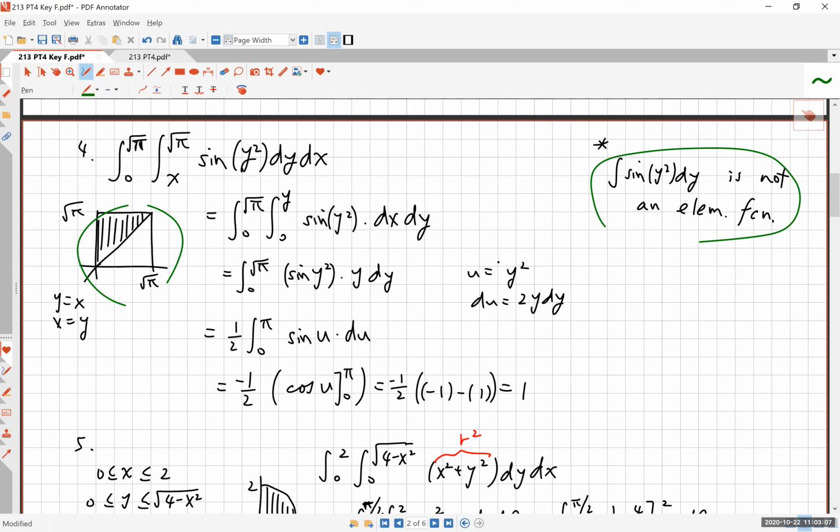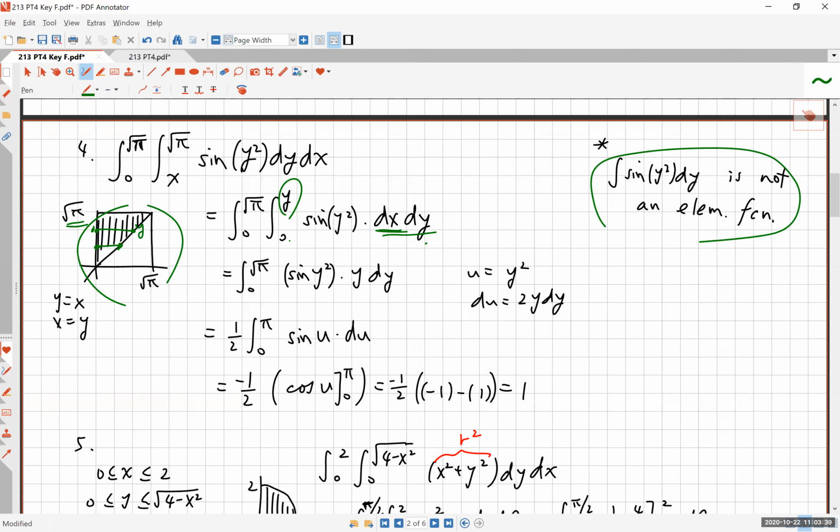And so you switch the order, and in this case, y goes from 0 to the square root of pi. And then remember, for each y, x goes from this point to wherever it hits that line, which was y is equal to x, but now you write it as x is equal to y. So x goes from 0 to y for each y you pick. And after that, you integrate as y goes from 0 to the square root of pi.